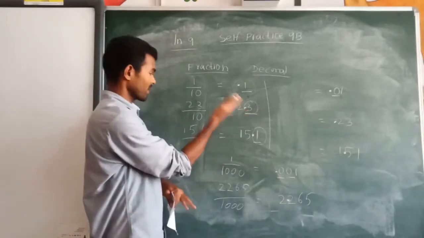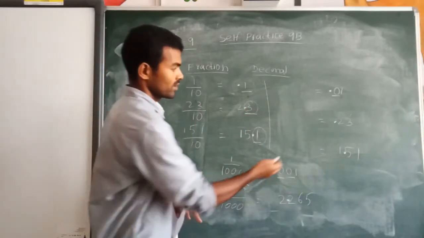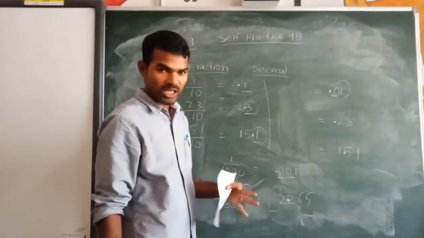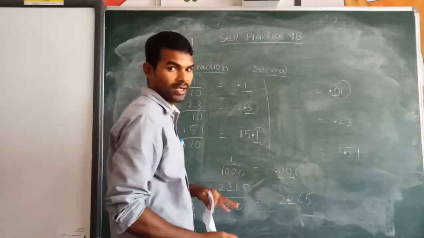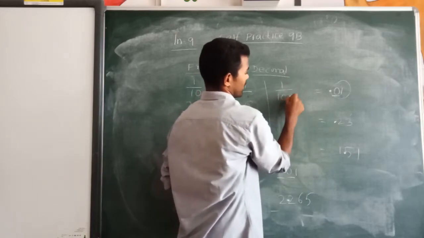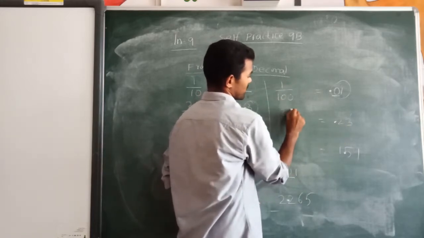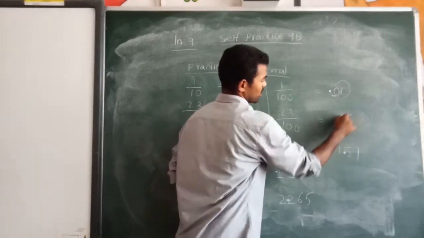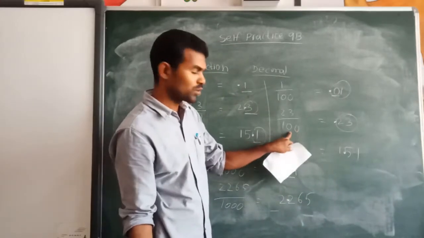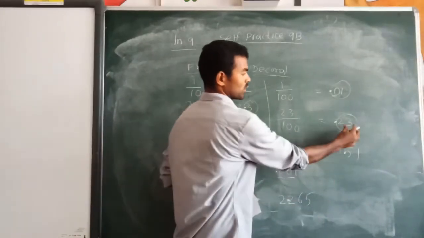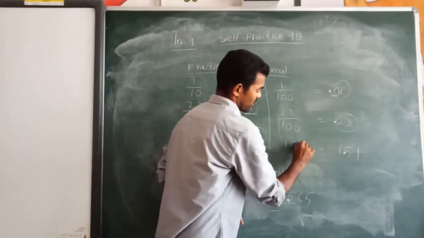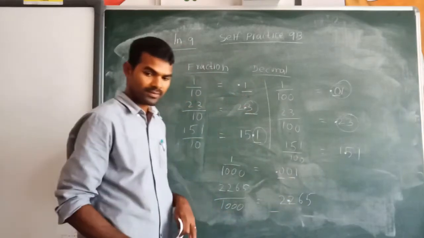From decimal we can write a fraction also. See this one here. How many decimal places? 2 decimal places. 2 decimal places means by 100. That means write the number 1 by 100. Here 23 by 100, because 0.23 has 2 decimal places, meaning divided by 100. So 1 by 100.